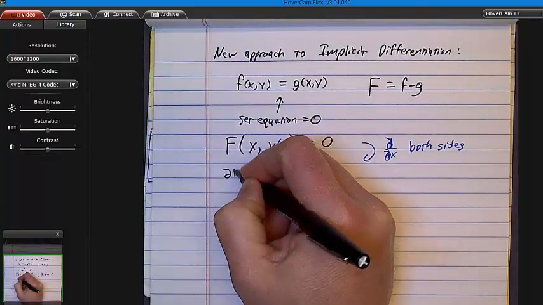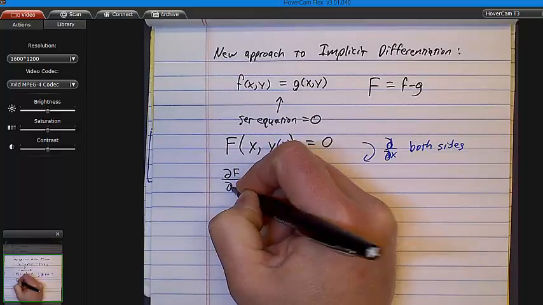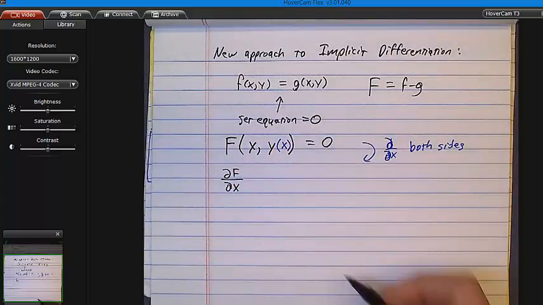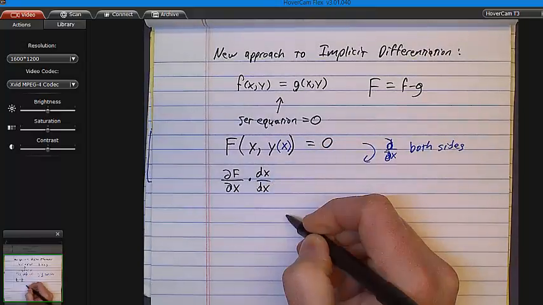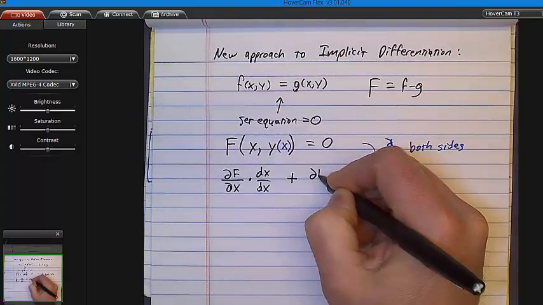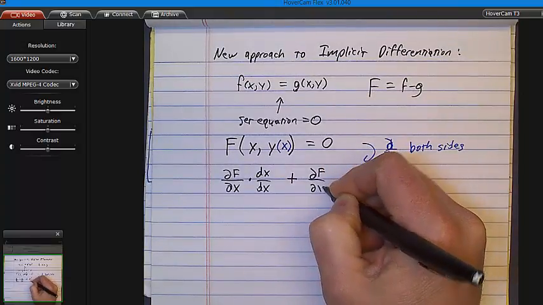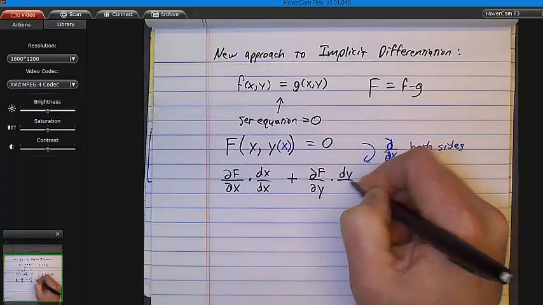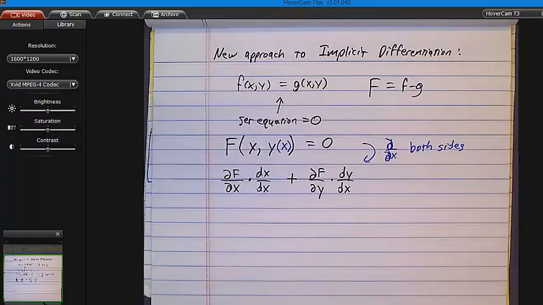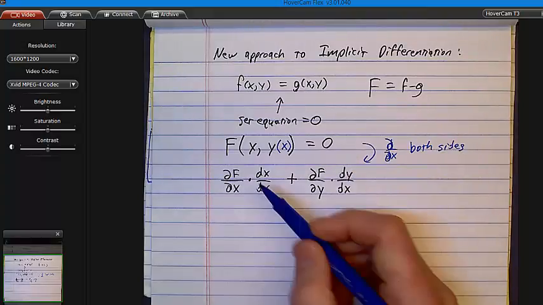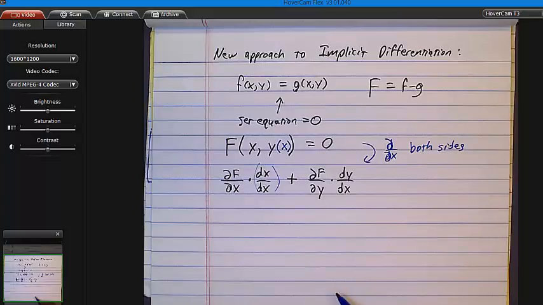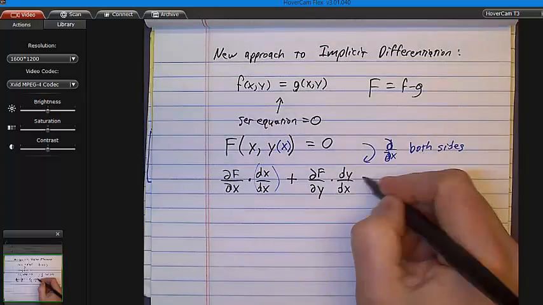The partial of f with respect to x times dx/dx plus the partial of f with respect to y times dy/dx. Okay? When you take the derivative with respect to x of both sides, you need to use the chain rule. Of course, here, dx/dx is going to equal what? 1. So the new equation we get is this.